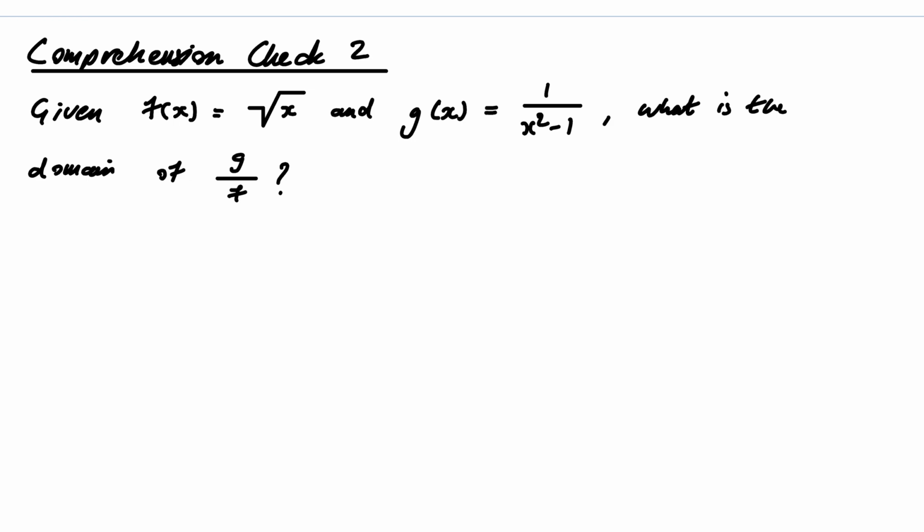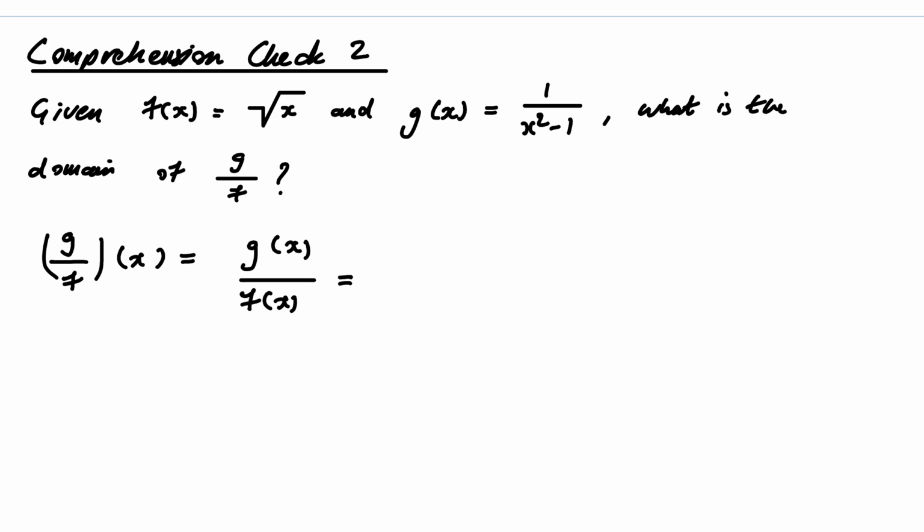Okay, so we've got the same functions as last time. What is the domain of the quotient? So let's take a moment to work out what the quotient is. So the function g over f of x, what is that? So this by definition is g of x divided by f of x.